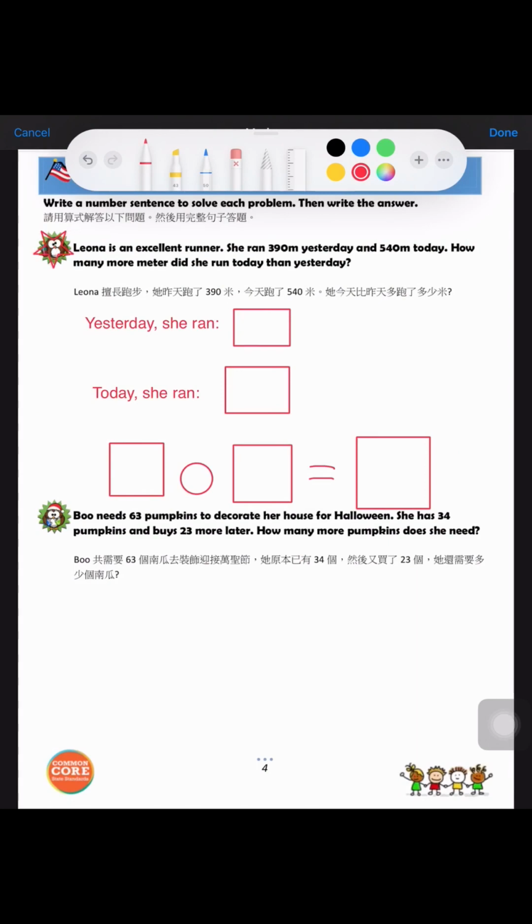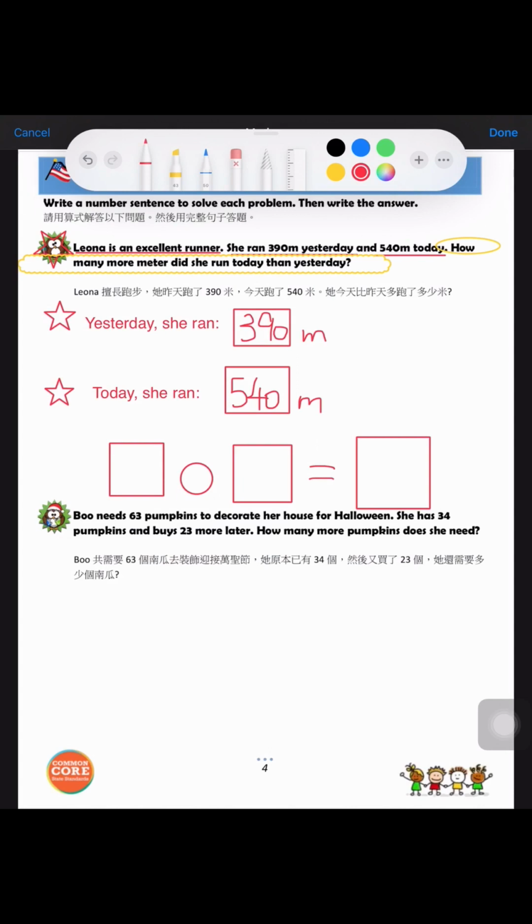Let's move on to page 4. Leona is an excellent runner. She ran 390 meters yesterday and 540 meters today. How many more meters did she run today than yesterday? So how long did she run yesterday? She ran for 390 meters. How about today? She ran for 540 meters.